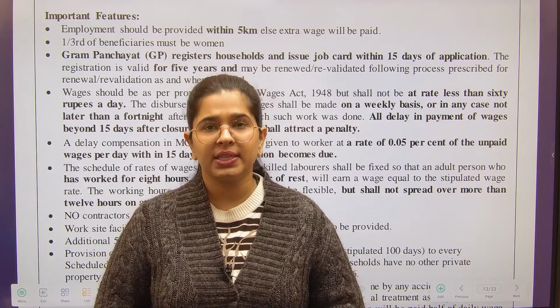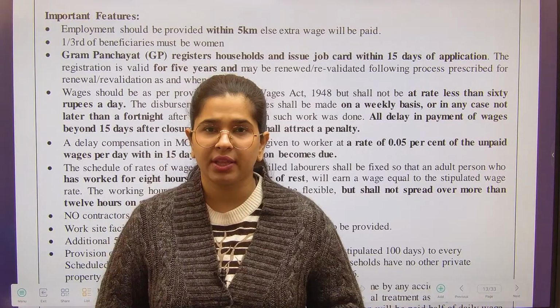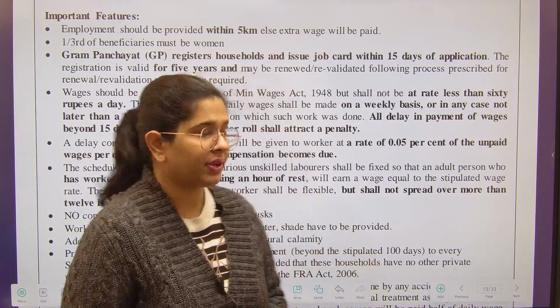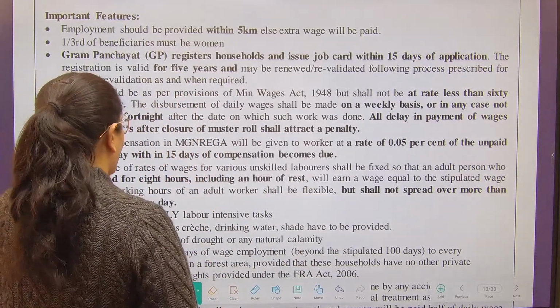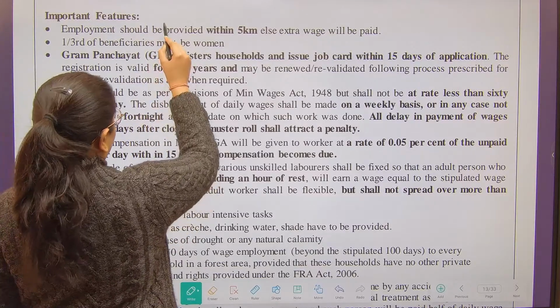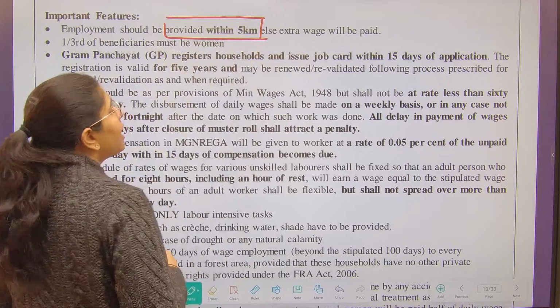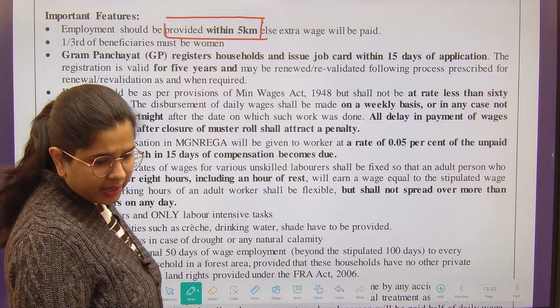I wish that you please remember all these important features, because till this point everything was very easy. Now the things are becoming difficult. So see, first of all, employment should be provided within 5 kilometers. Obviously, otherwise the person would have to travel, and along with travel, the cost of travel is also to be incurred.